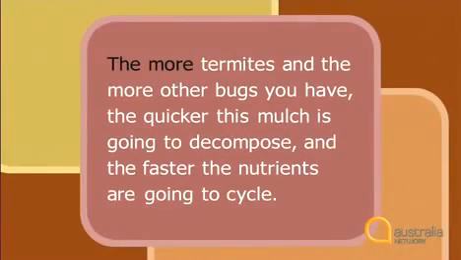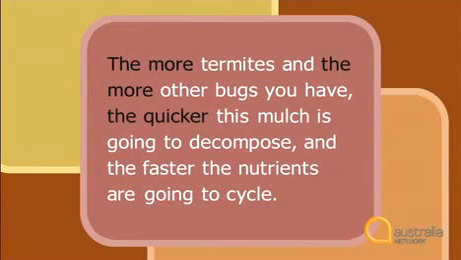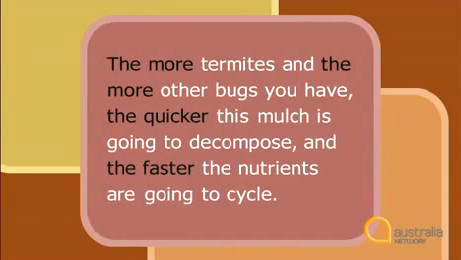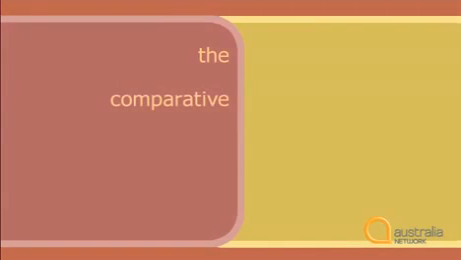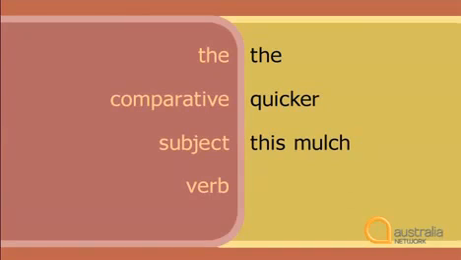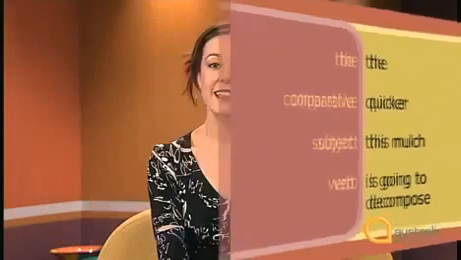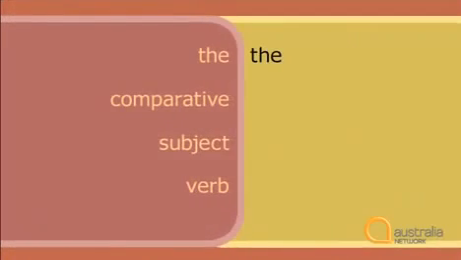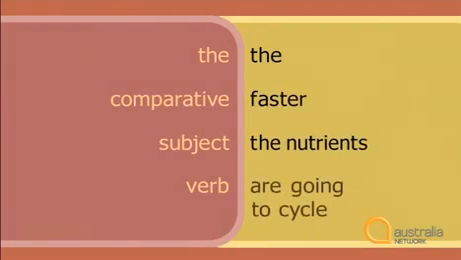She says, the more termites and the more other bugs you have, the quicker this mulch is going to decompose and the faster the nutrients are going to cycle. She is comparing several things that are changing together. Let's see how the basic structure of a comparative expression like this works. The form is the plus the comparative plus the subject plus the verb. Tracy said, the quicker this mulch is going to decompose. Then, using exactly the same grammatical structure, she added the complementary statement: the faster the nutrients are going to cycle.